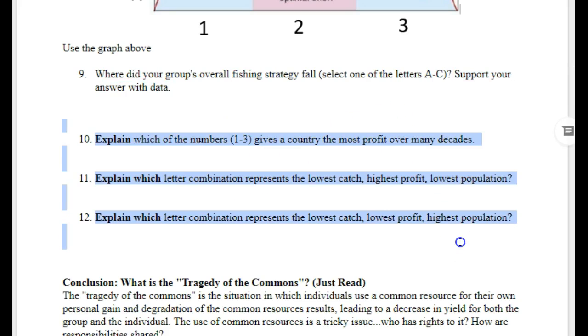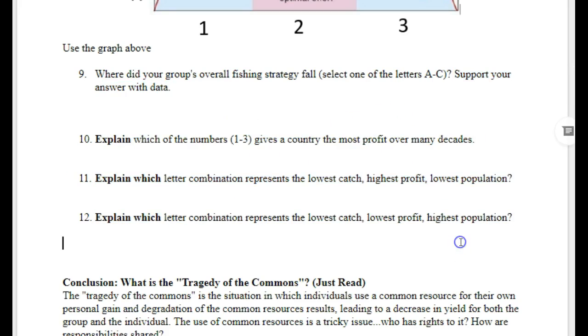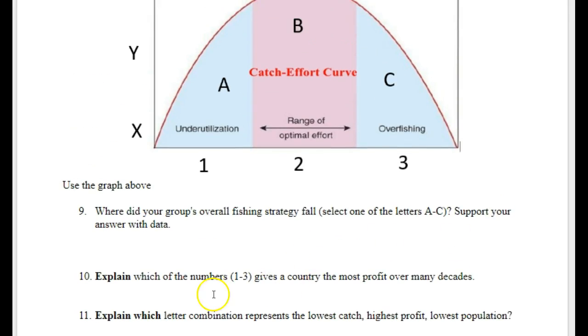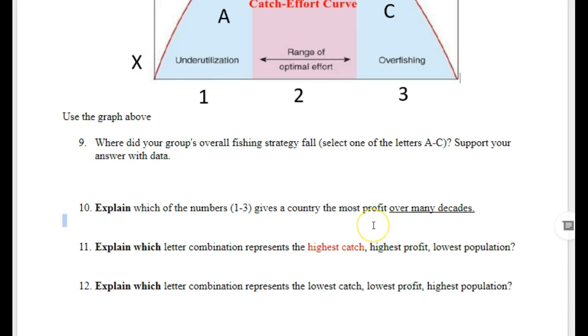Now these 3 questions are, again, probably the most challenging, but it should be relatively simple if you really think about the graph that I showed you. So out of 1, 2, and 3, which gives the country the most profit over many decades? Now this is important, over many decades. Because what can happen is you can get profit very quickly, but take everything in the area, and there's no way that you can repopulate. And so, yes, you made a lot of money very, very quickly, but it's not going to be there over the long haul.